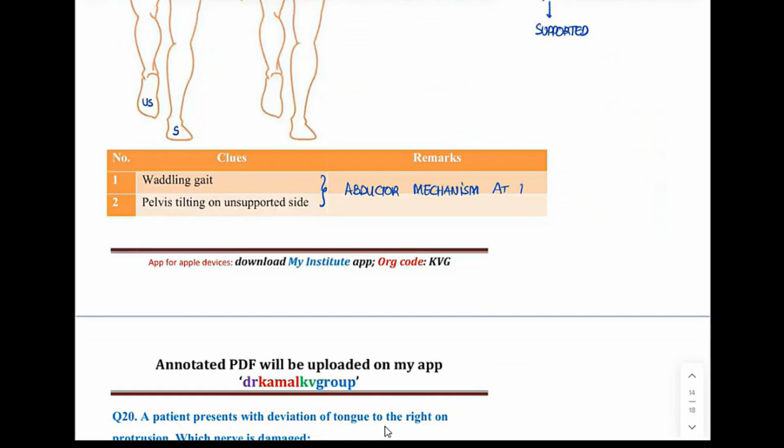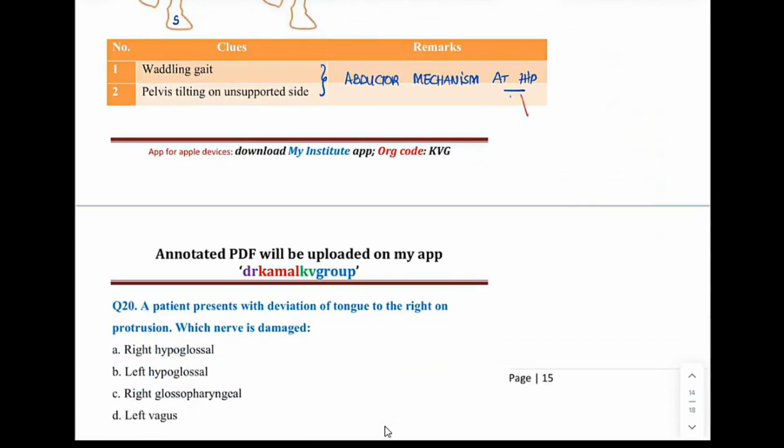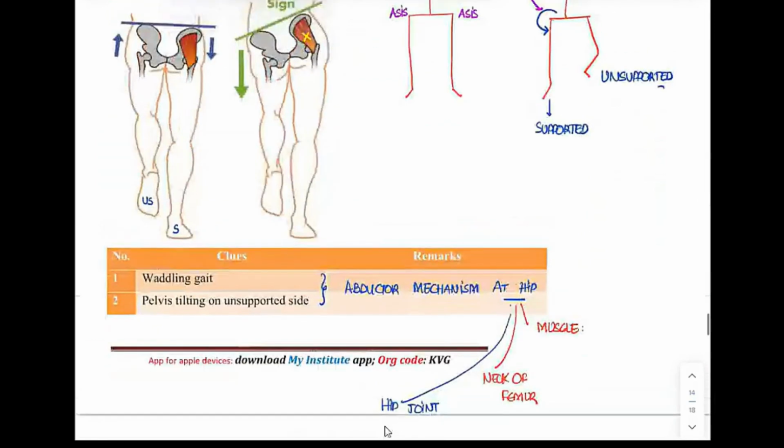Now the abductor mechanism at the hip involves three things. Obviously, one is muscle power, then second is the neck of femur intactness, and third is the hip joint integrity. So if these three are okay, then only we'll get a normal abductor mechanism. If any of the three is absent, the Trendelenburg test will be positive. So here the question is about muscles.